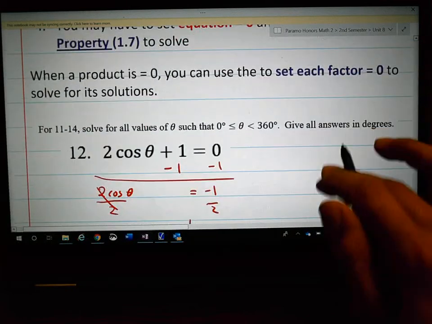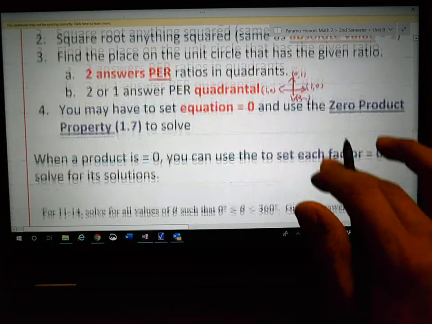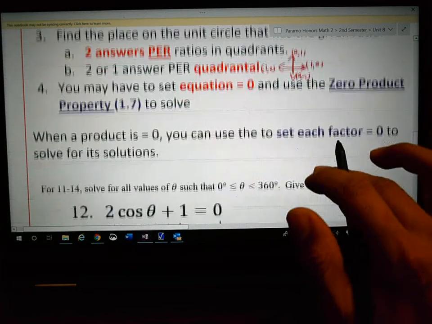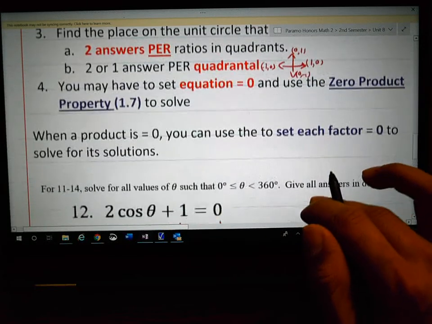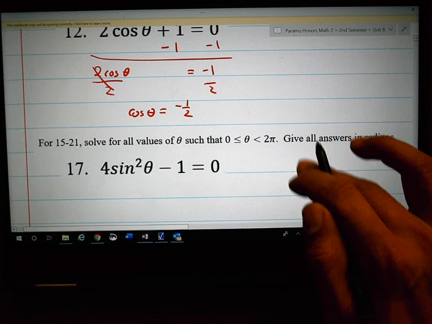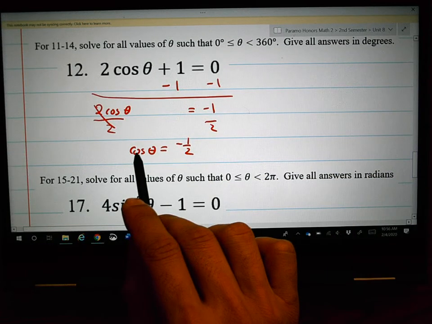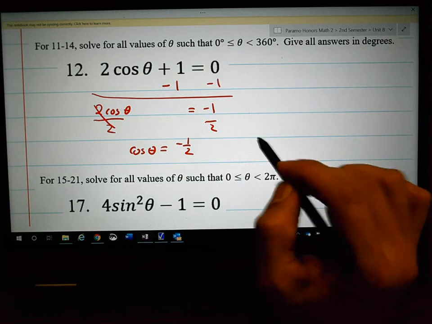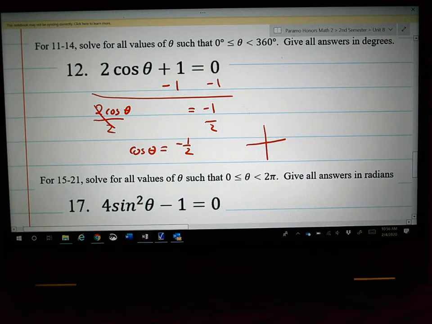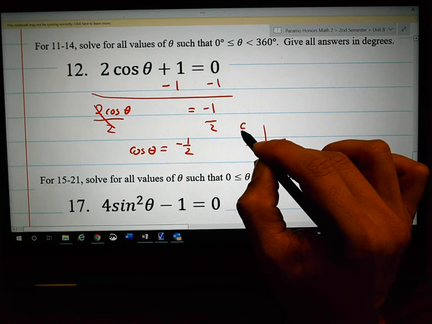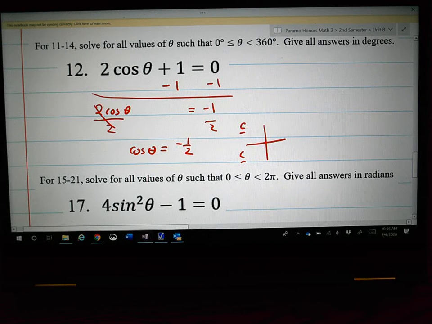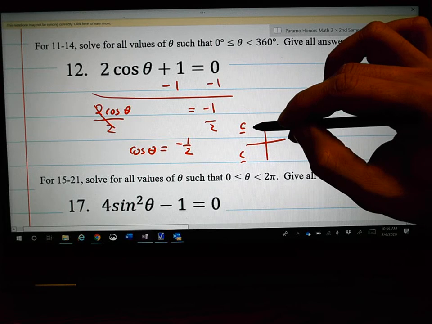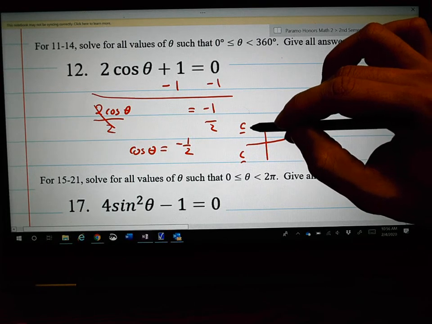There is nothing squared here. I don't have to do step 2. Step 3, find the place on the unit circle that has the given ratio. If the cosine of an angle is -1/2, you should already be thinking, where is cosine negative? Which quadrants? Good. I'm going to put C negative there, just so that you know in quadrants 2 it's negative, and quadrants 3 is negative. And so I'm already thinking like here and here.